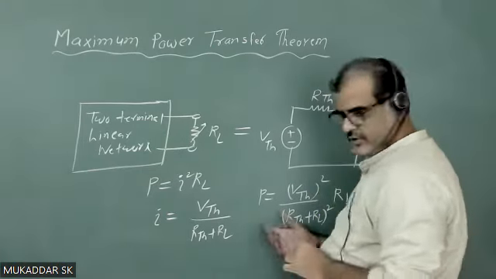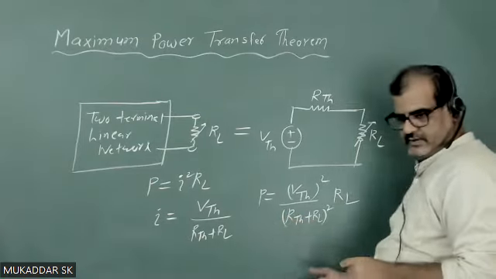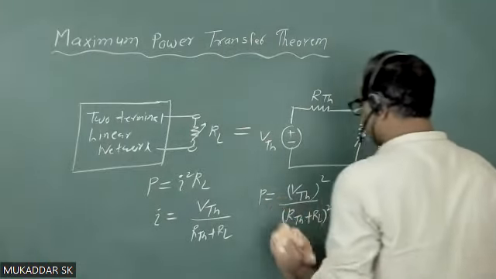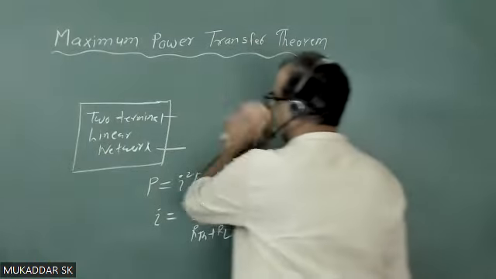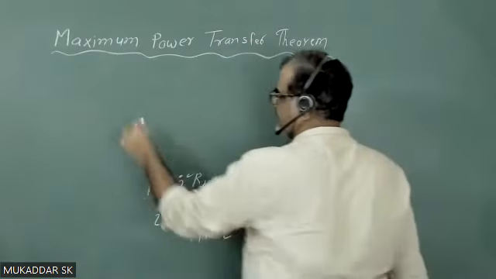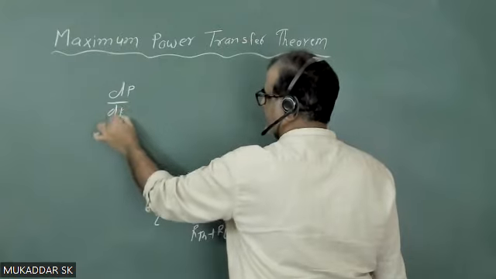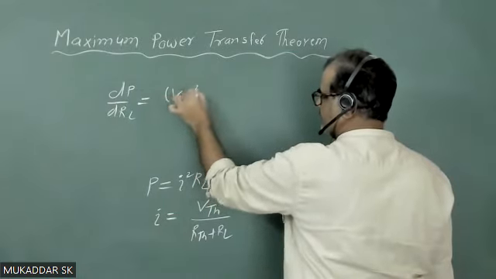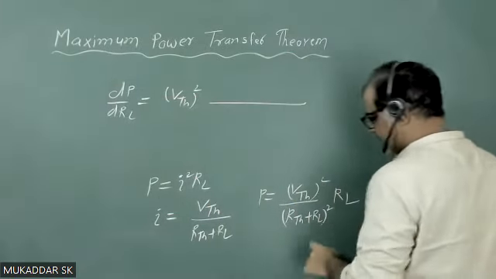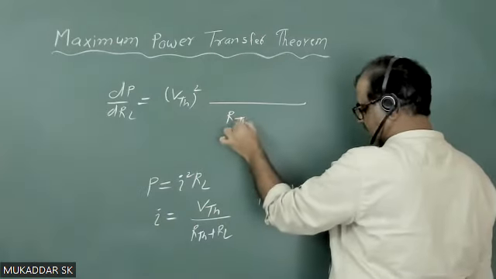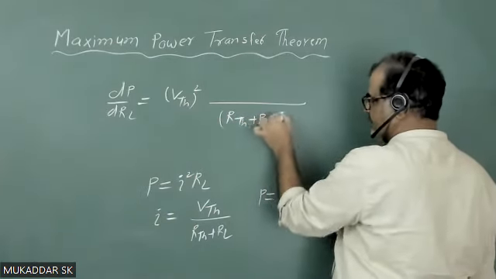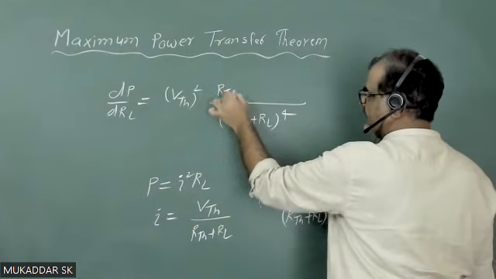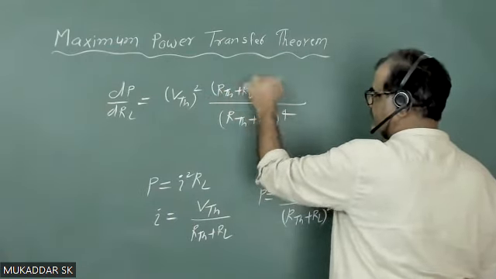Okay. Now, in order to prove that this power is maximum for RL equal to R Thevenin, let us differentiate this expression of power. So, if I differentiate power with respect to RL, I'll get V Thevenin square. Okay, if I differentiate RL by R Thevenin plus RL square, so this will give me R Thevenin plus RL to the power 4. Okay, so now I need to differentiate this one. So this will give me R Thevenin plus RL square.